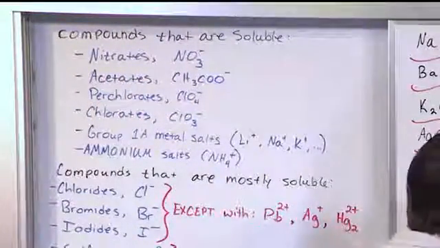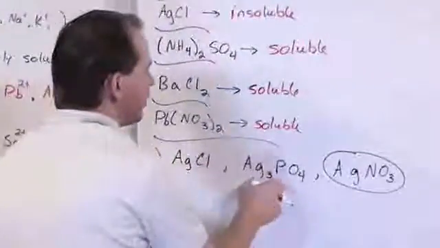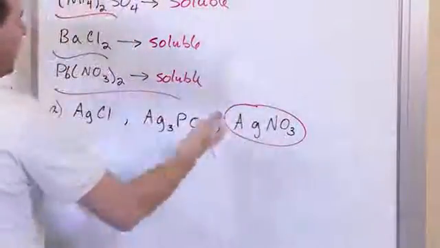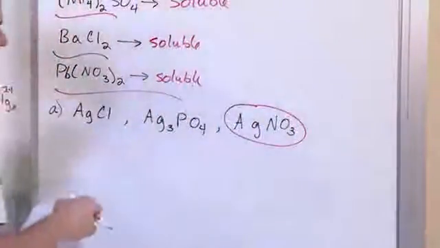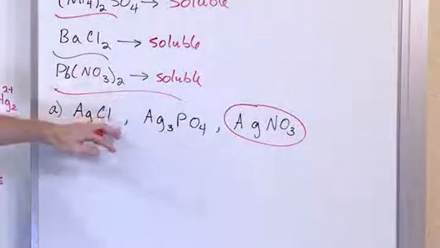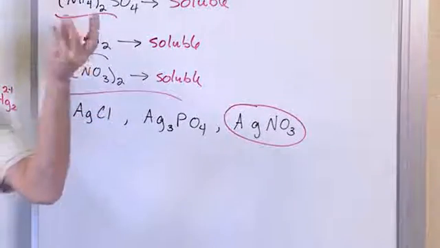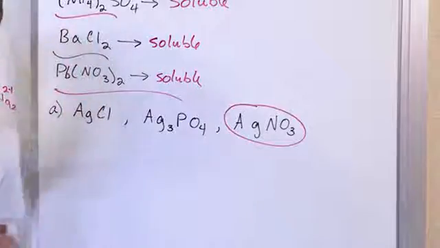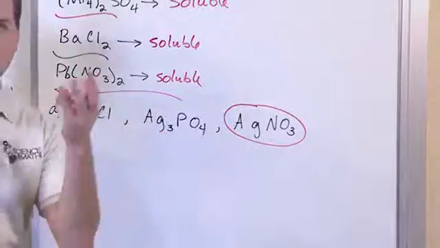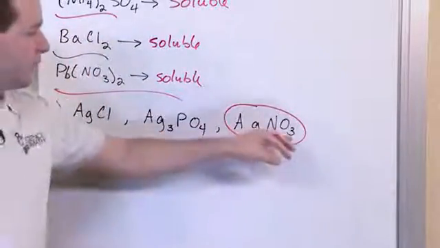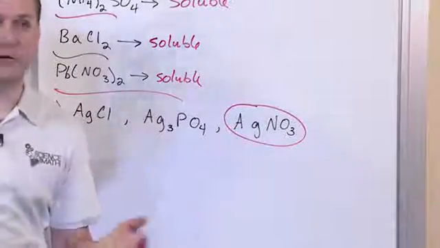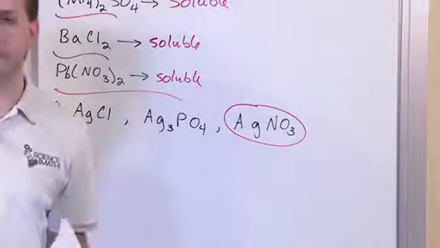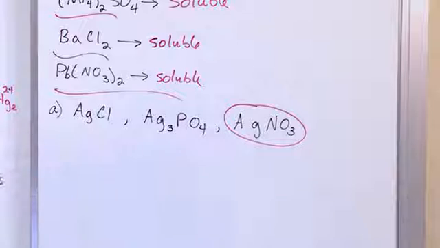So the only one in this list, silver chloride, silver phosphate, silver nitrate, the only one that's actually soluble in water is going to be this one. So if we have a reaction that forms silver chloride, it's going to form a little cloudy thing that's going to settle. If we have silver phosphate form, same thing's going to happen. And of course, if we form silver nitrate with some reaction, then no precipitate forms, everything stays in solution because the product is dissolved basically there.